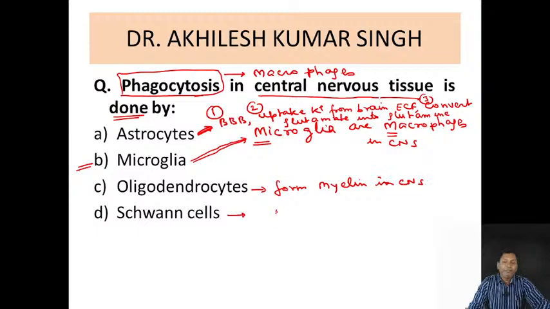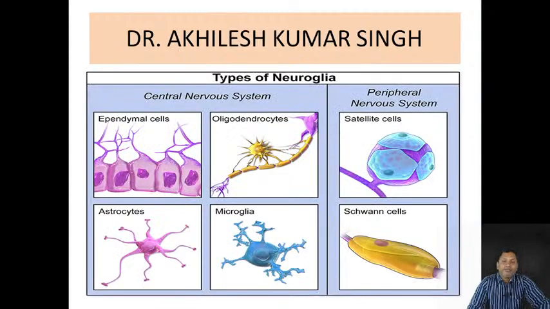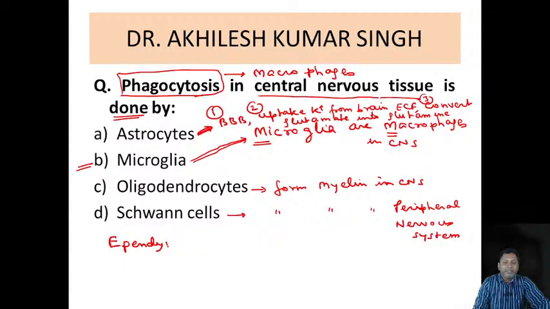Oligodendrocytes form the myelin sheath in the central nervous system, right? And Schwann cells form myelin in the peripheral nervous system. So what do you see here in the diagram? There are the types of neuroglia. Some neuroglia are present in the central nervous system and some in the peripheral nervous system, right? You can see here the ependymal cell, oligodendrocytes, astrocytes and the microglia.